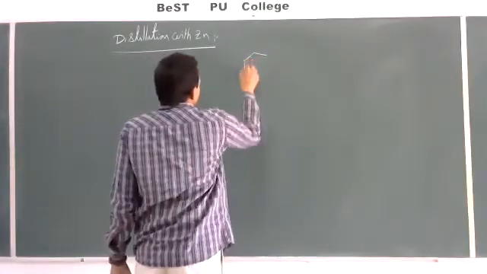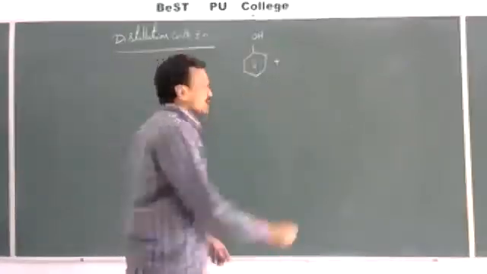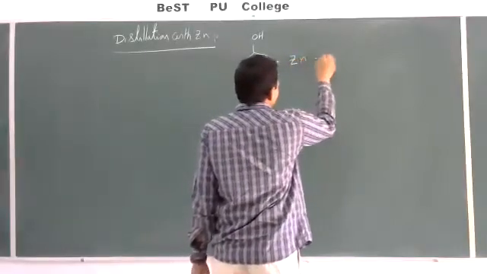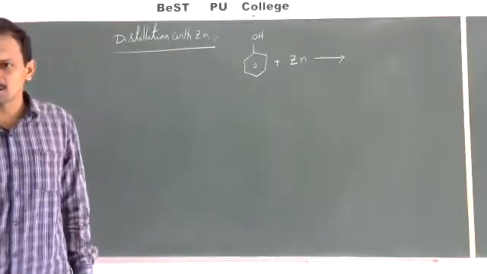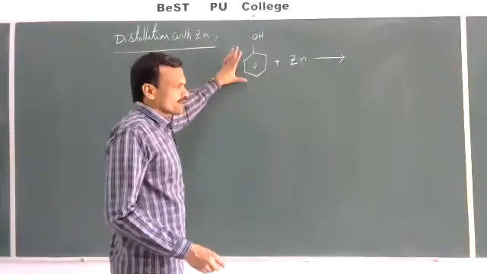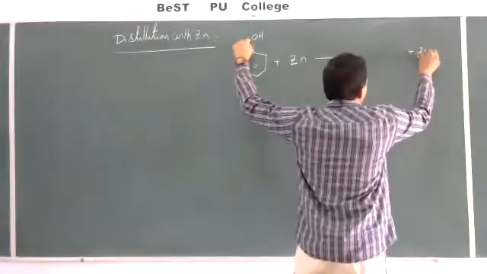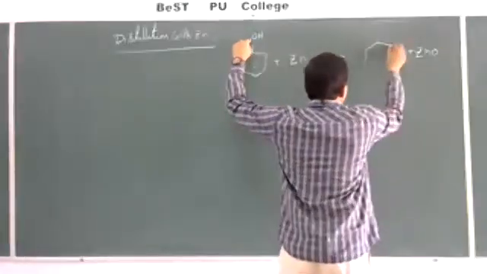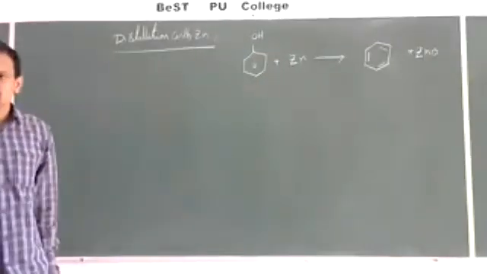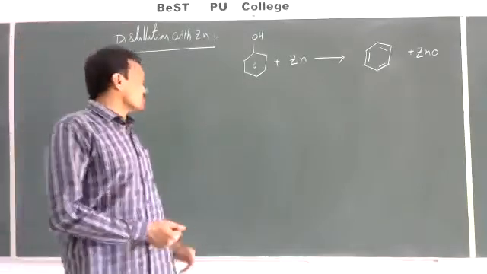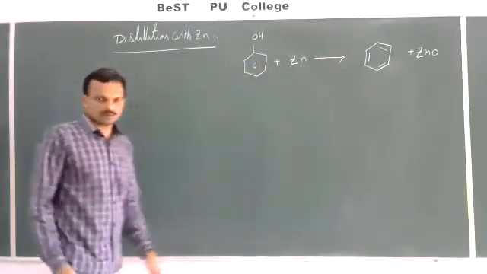When phenols are distilled with zinc dust, a finely divided zinc powder, the reduction of phenols takes place. The zinc combines with the oxygen and forms zinc oxide, ZnO, and the phenol is reduced to benzene. So reduction of phenol with zinc dust gives benzene. This is the reduction property.